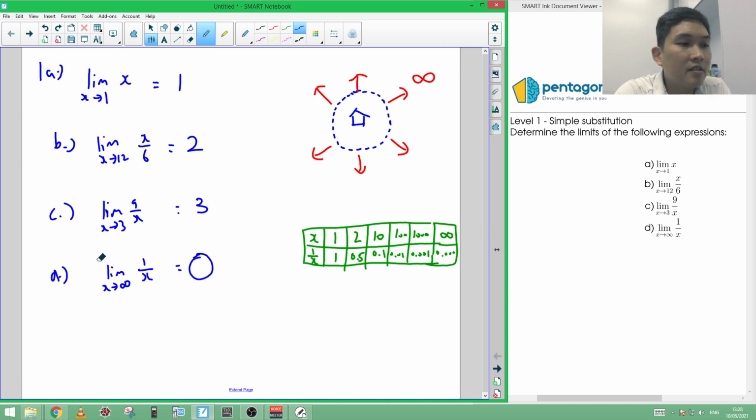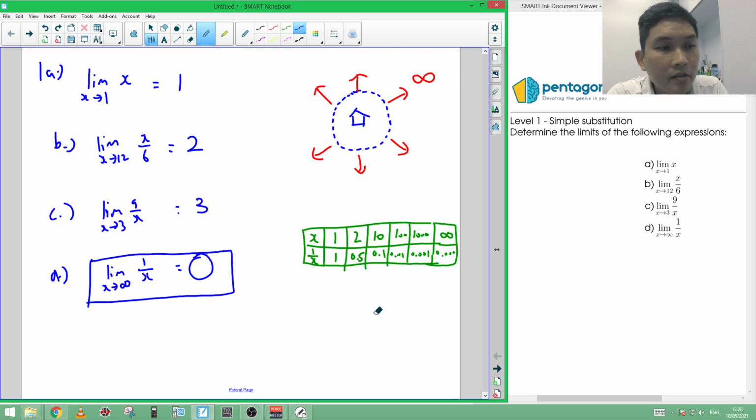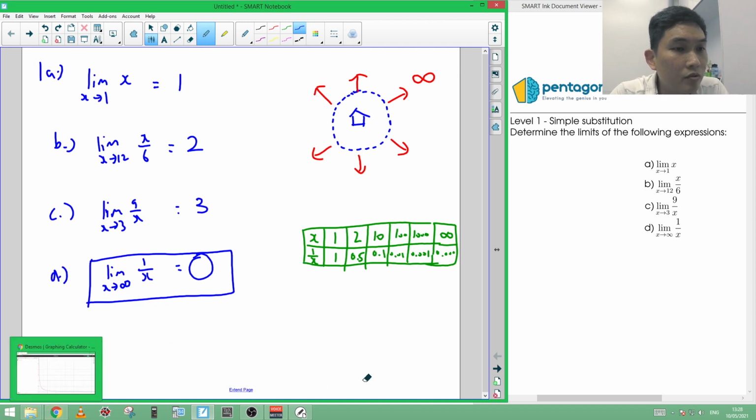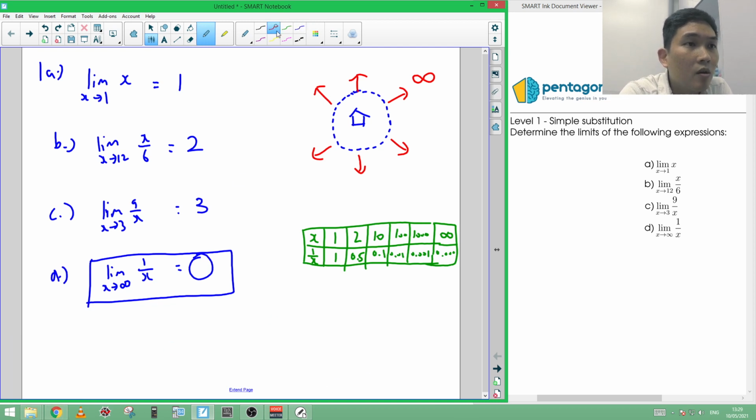In fact, this is quite an important result that we will be using over and over again, so you need to remember that. Another way that we can remember this is to look at a graph. We can think of this table as: here is the input and here is the output, and usually we represent the output with y.